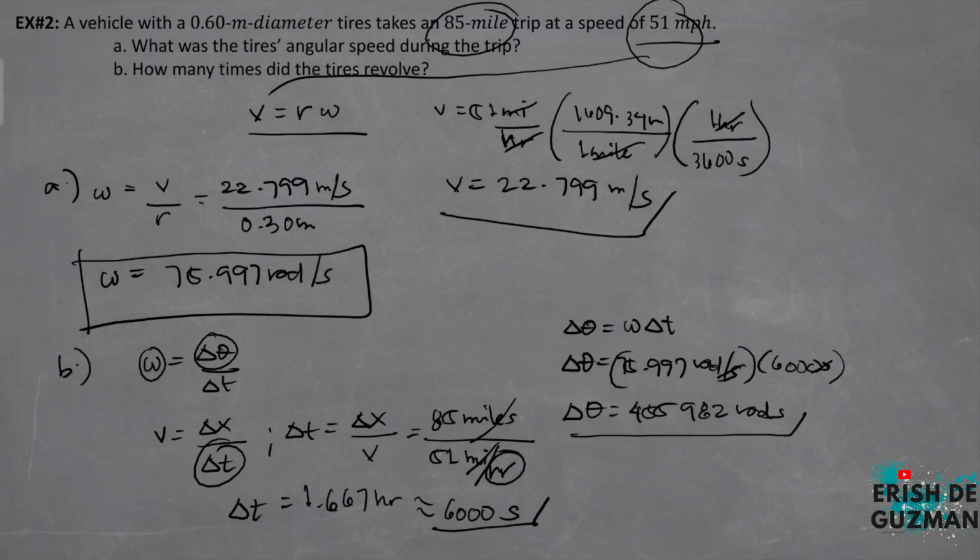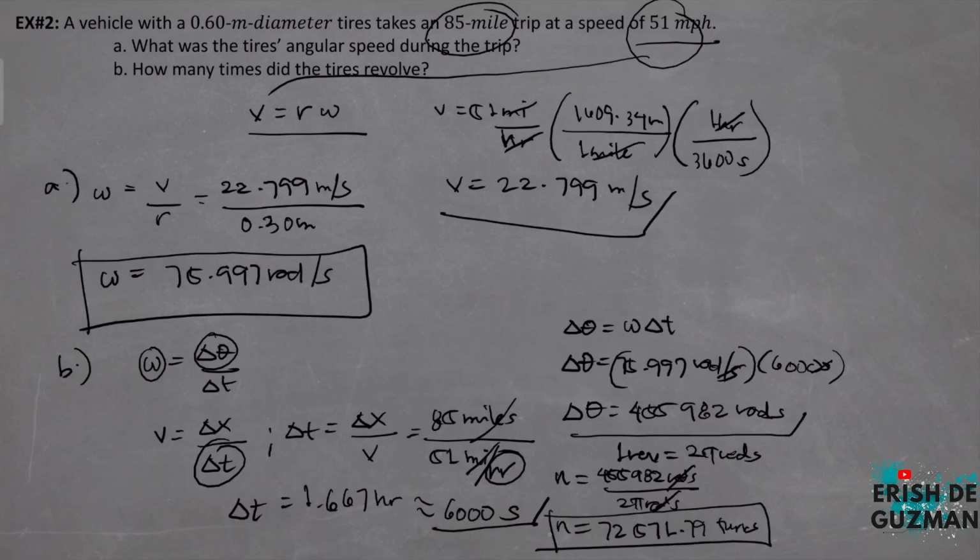Take note na yung isang revolution or isang turn is equal to, one revolution is equal to 2 pi radians. So, i-divide lang natin for the number of turns, say n na lang, 455,982 radians divided by 2 pi radians. Cancel yung radians. Ang number of turns is equal to 72,571.79 turns. This is the answer for the letter B. And this is example number 2.